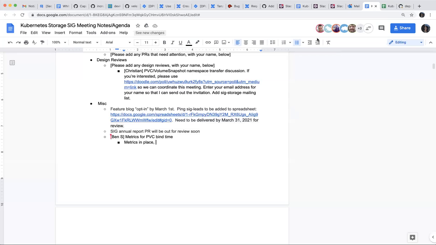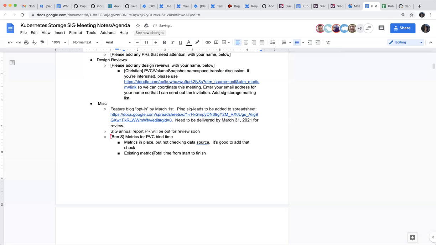Yeah, we have actually a number of metrics in this area. So we have metrics at multiple layers. We have metrics just for the provision call, but then we also have metrics to cover the time a PVC is created to when it gets bound. Oh, so okay, that's good. Yeah, we have total time and also, once it starts, how much time it takes to finish.